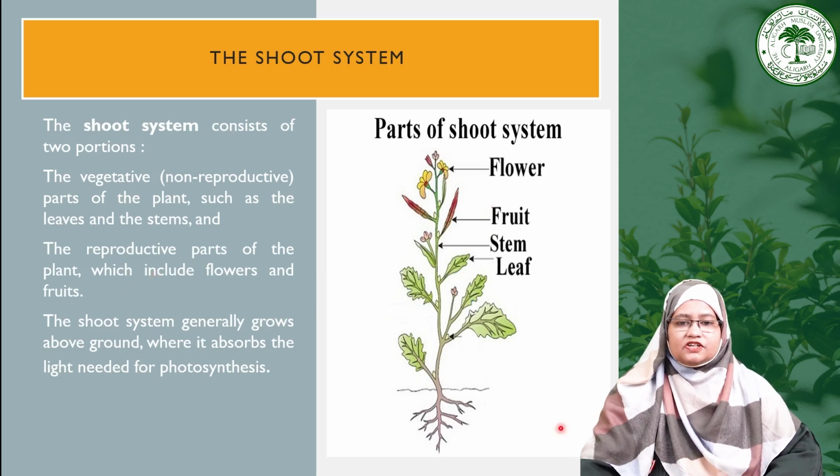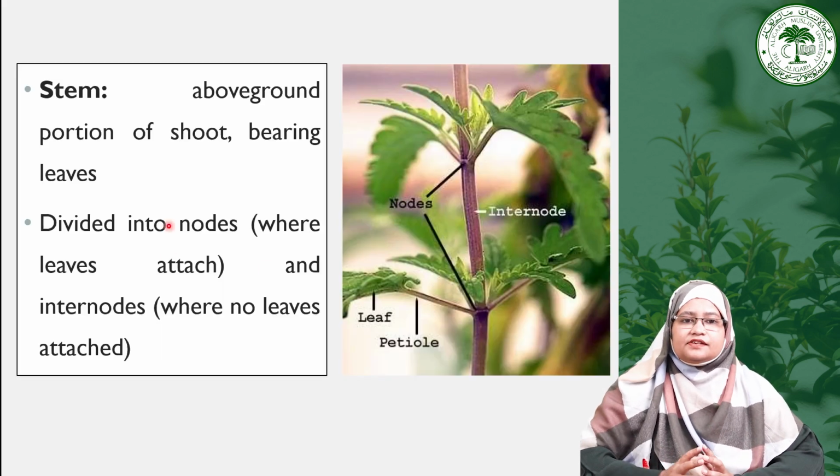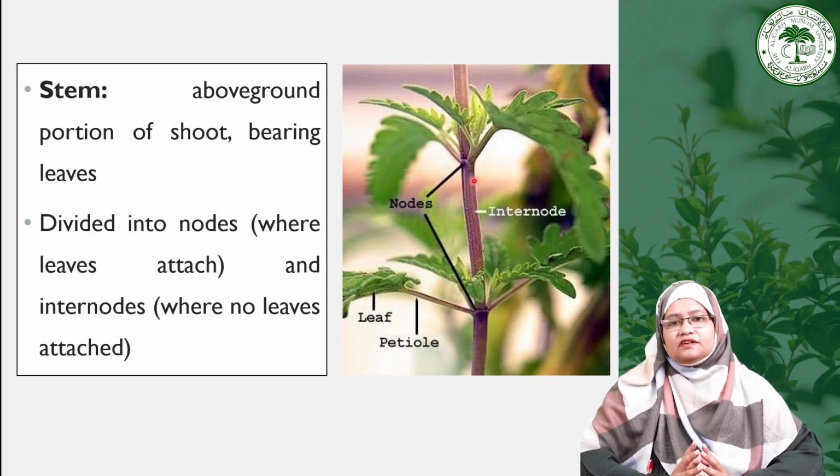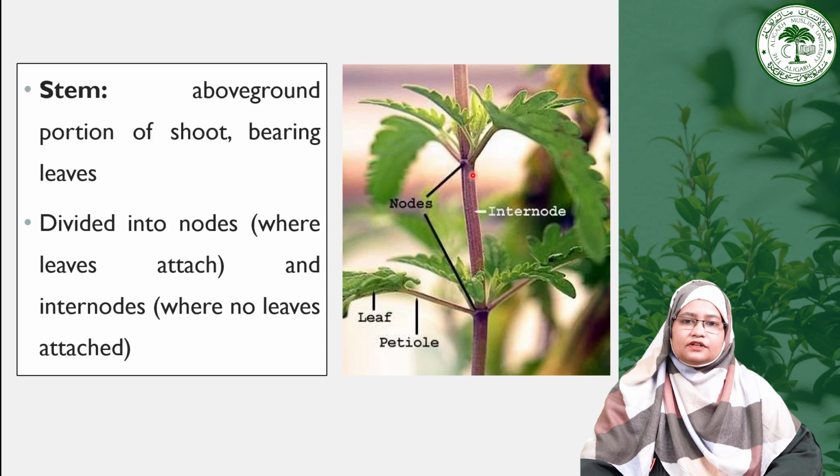So we have already studied the root system. Now first of all start the shoot system with stem. Stem is generally the above ground portion of the shoot that bears the leaves, as you can see here. This is the stem, and in the root and stem there is a differentiation: roots do not have nodes and internodal regions, but stem has nodes and internodes.